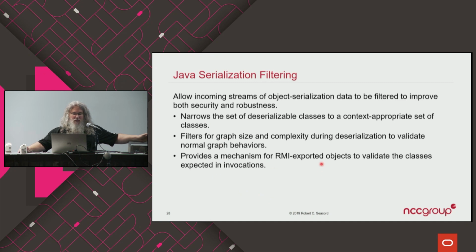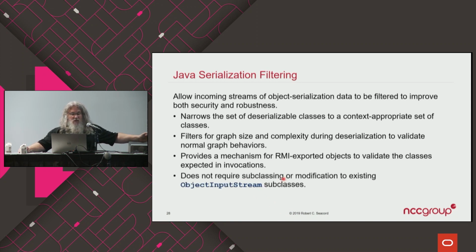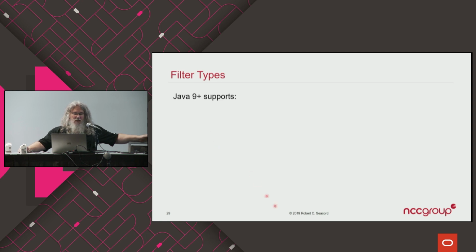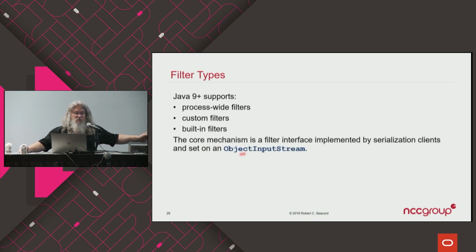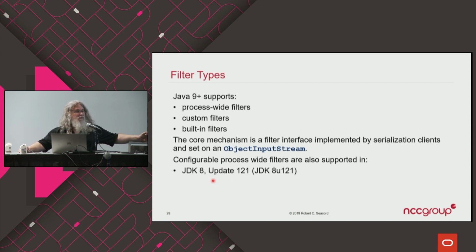It also provides a mechanism for RMI exported objects to validate their classes against a set of expected classes. It doesn't require subclassing or modification of the ObjectInputStream subclasses. Java 9 and later versions support process-wide filters, custom filters, and built-in filters. The core mechanism for this is a filter interface that's implemented by serialization clients and set on the ObjectInputStream. The configurable process-wide filters were backported to 8, 7, and 6.